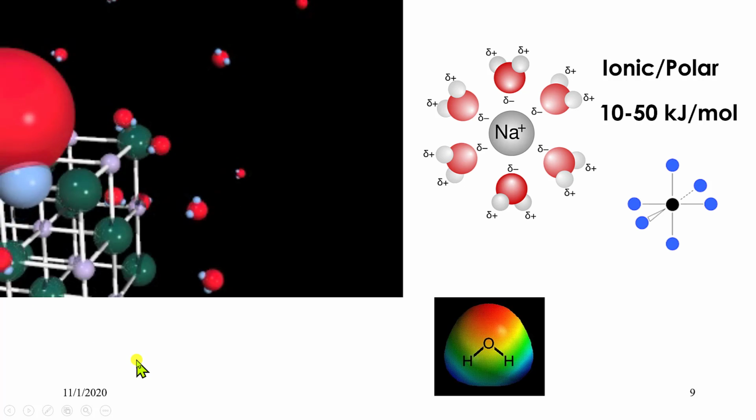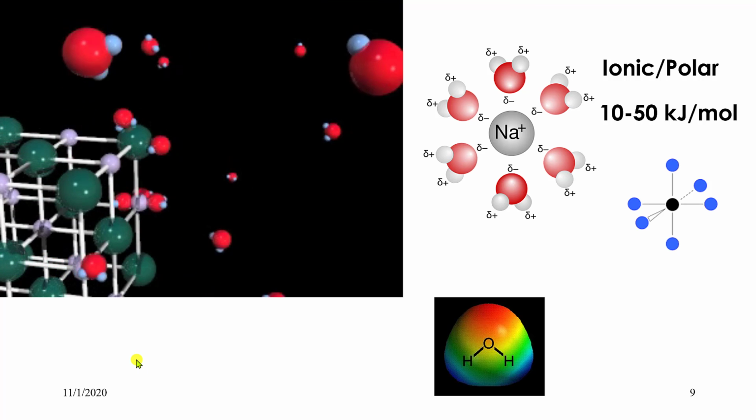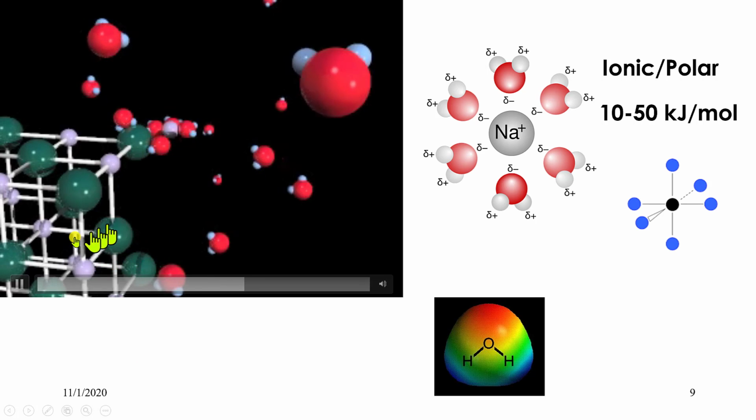Charged sodium ions attract the partial negative charge of the oxygen in water. A similar attraction occurs between negatively charged chloride ions and the hydrogen atoms, which have a partial positive charge.